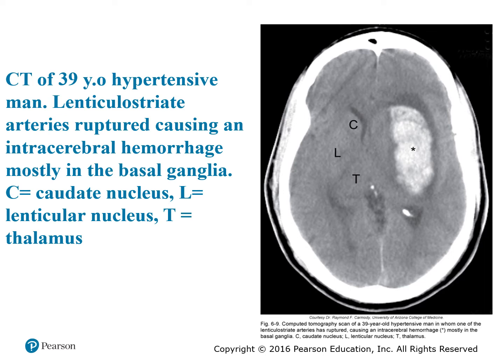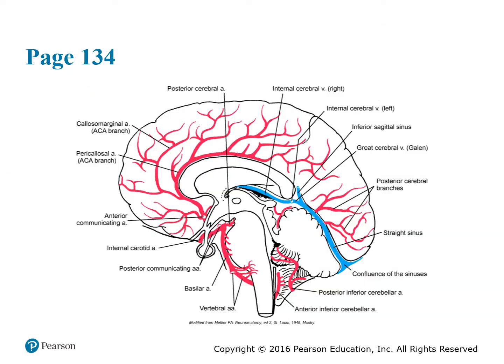The C here in the picture is the caudate, the L is the lenticular nucleus, and the T is for the thalamus. And if you look to the right, that starred area that I put there, or maybe that's the book, this whole white space in here is that hemorrhage. So that is blood where blood should not be. This is page 134 in Nolte, and it is giving you an artist's view of the blood vessels. So if that's helpful to you, go ahead and pause here.